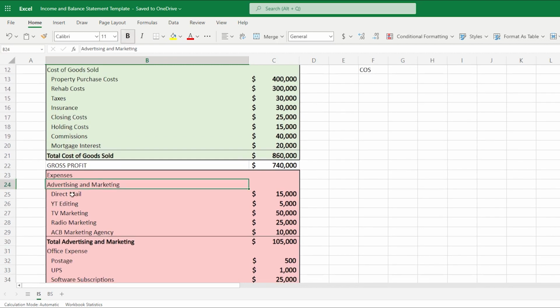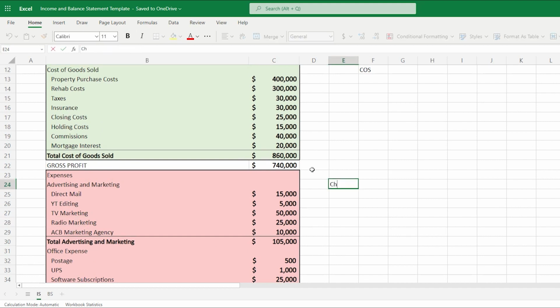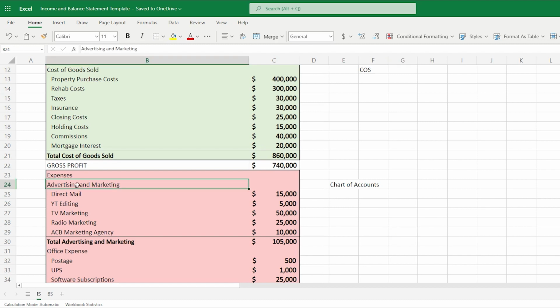Well, what these individual accounts are called, this is called the chart of accounts. All right. This is the chart of accounts. And the chart of accounts can be customized to however we want it customized. So it's important as business owners that we take a look at this and we say, all right, what makes sense to me? Yes. Am I spending on advertising and marketing?